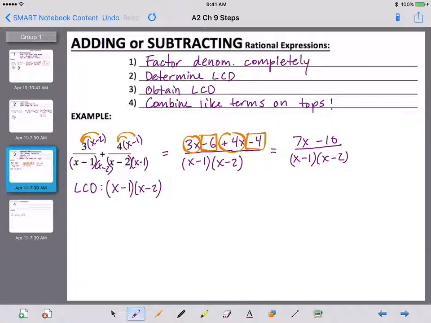And if you look in your numerator, there's nothing we can take out of both 7x and 10, so this is our final answer.